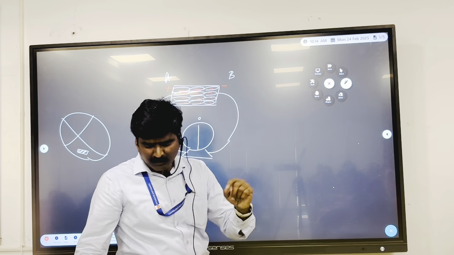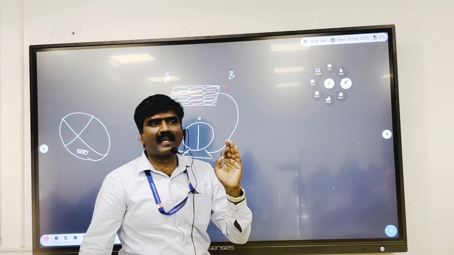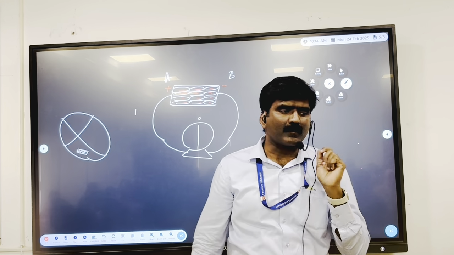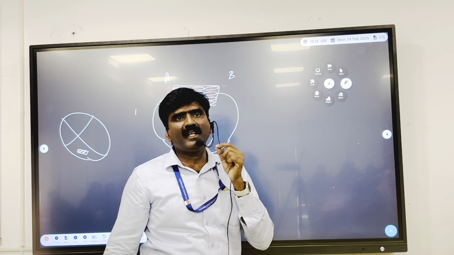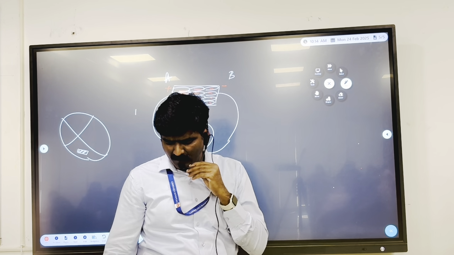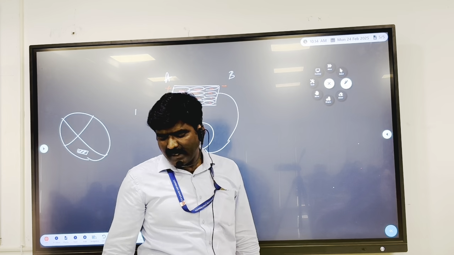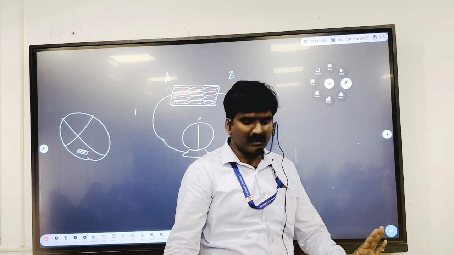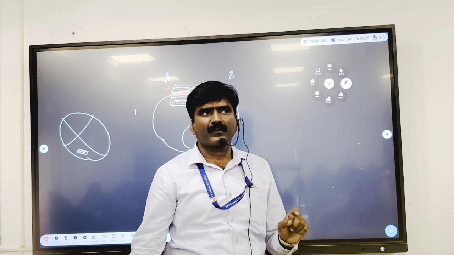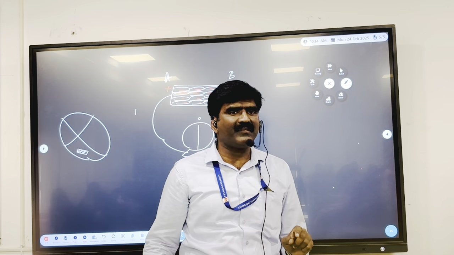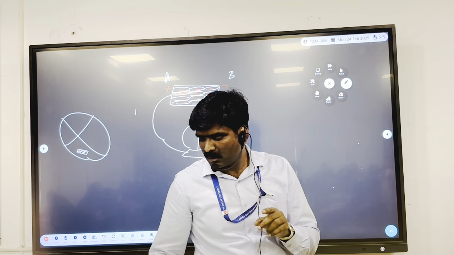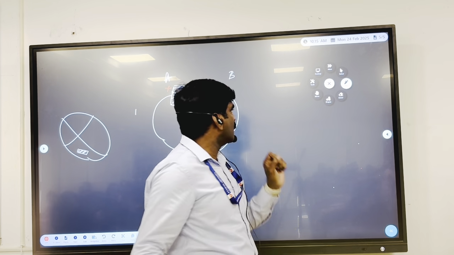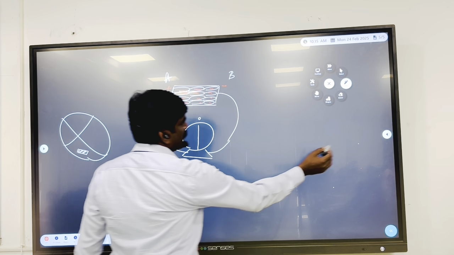When there is no electrical activity in the cell, the needle will remain neutral. This is the first principle. When there is no electrical activity in the cell, the needle will remain neutral, right?